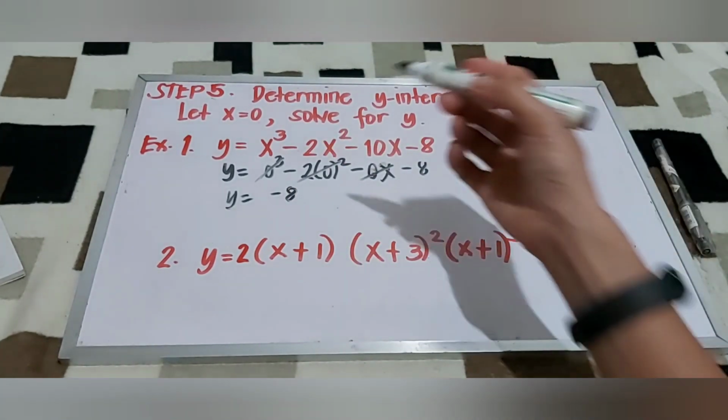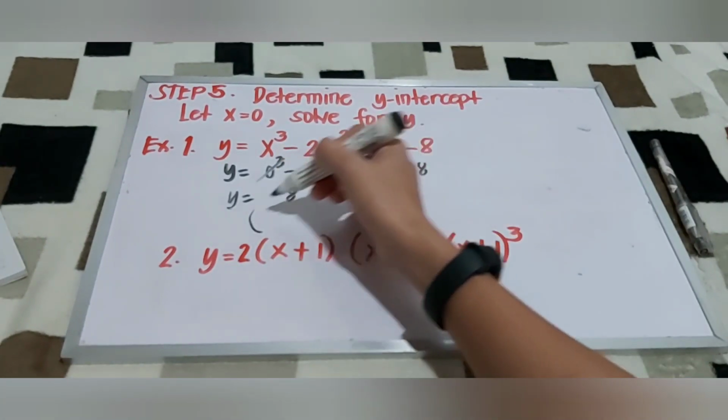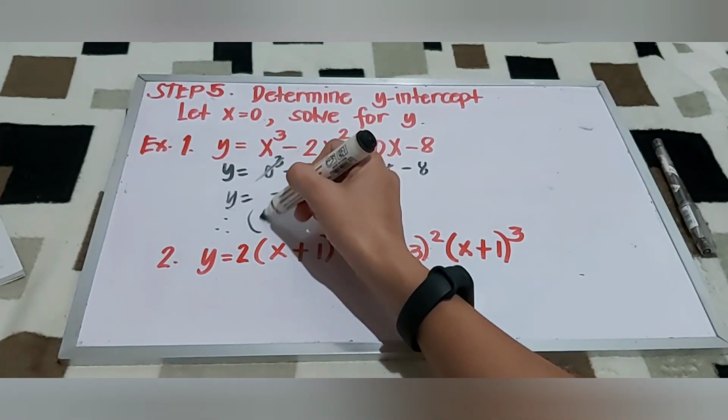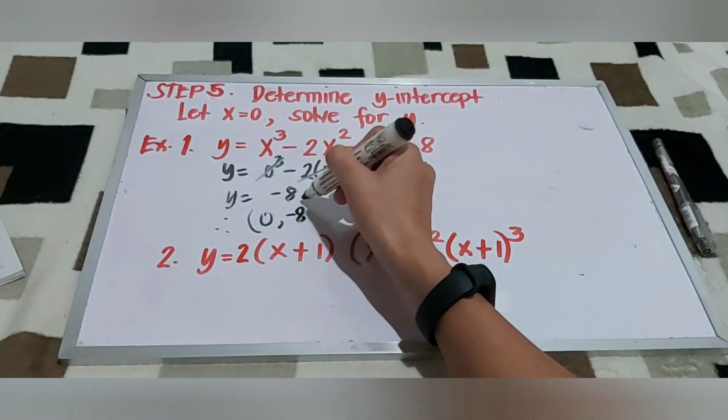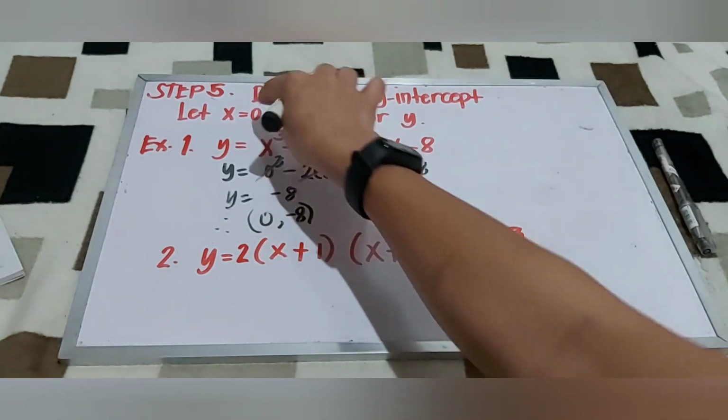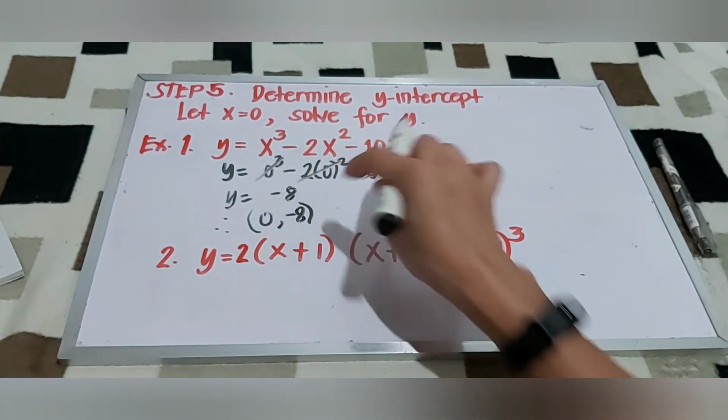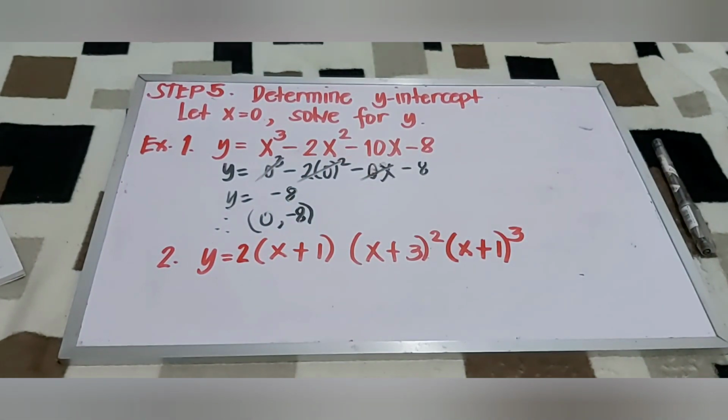Therefore, our y-intercept is 0, negative 8. Since x this time is 0, it is the y that we computed. So, 0 and negative 8.